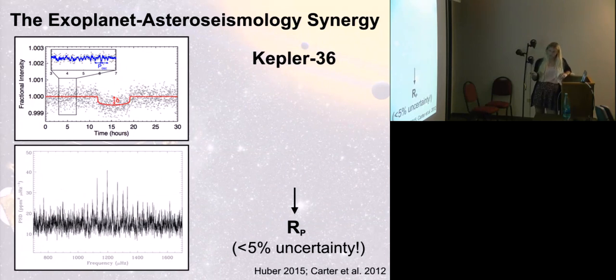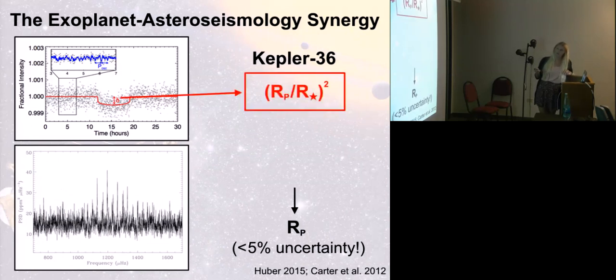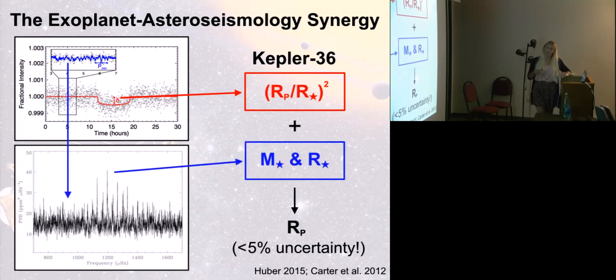So in the top left here, you can actually see a single transit for Kepler 36. In the red is the best fit line for the transit. And from this transit depth, we can calculate a ratio of the radius of the planet to the radius of the star. And with the entire time series, we can do a Fourier transform and look at the power spectrum, which we can see right here. Based on those two seismic parameters, we can then determine the stellar mass and radius. And by combining those two, we get a really precise planetary radius. So we're really doing two different sciences with the same set of data.